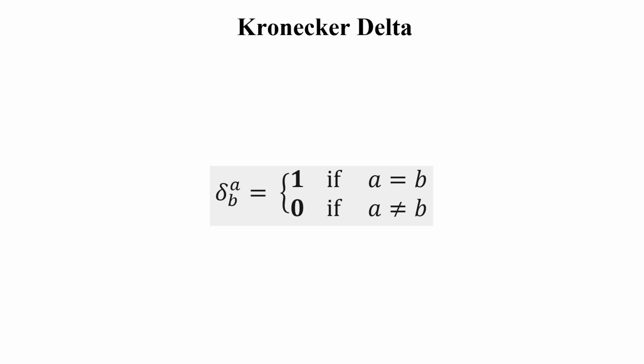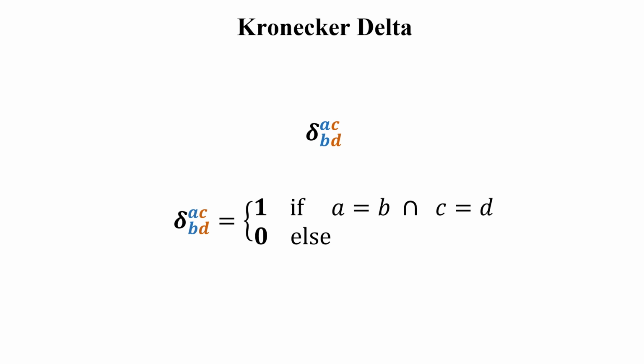Importantly, the indices a and b must be of the same length, in order to make sure that this is essentially a square object. Going further, Kronecker deltas can have more than one pair of indices, like this. In this case, a must equal b and c must equal d for the element to equal 1, otherwise the element is equal to 0. We will see why this seemingly arbitrary structure is so important soon. Hint, it has to do with derivatives.